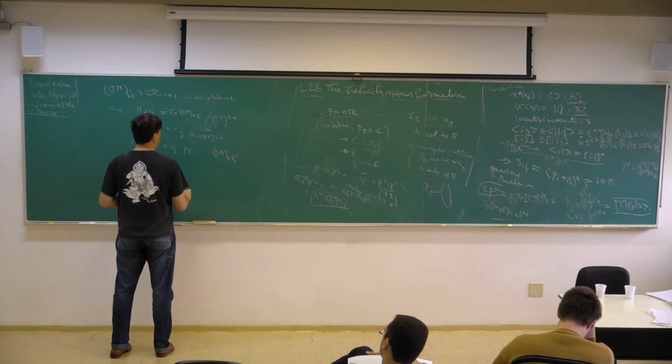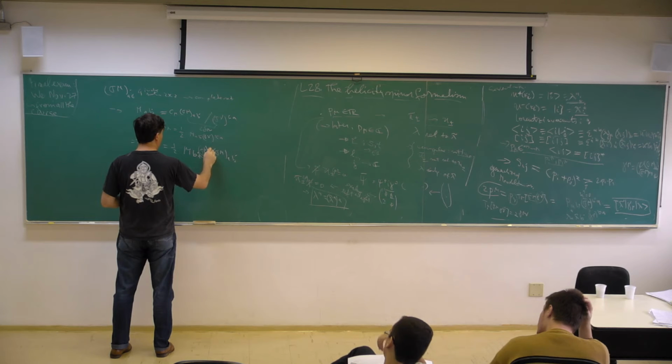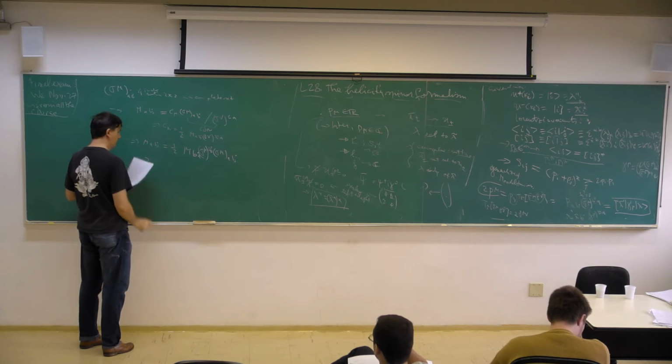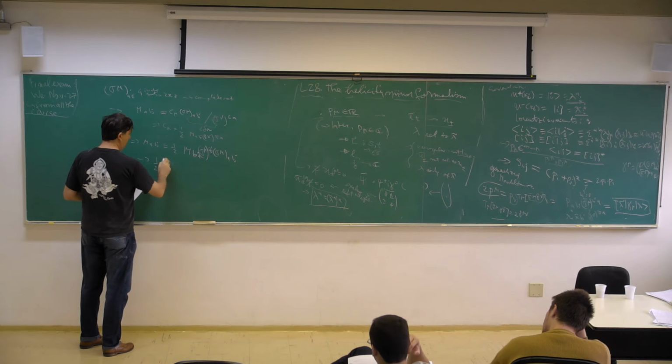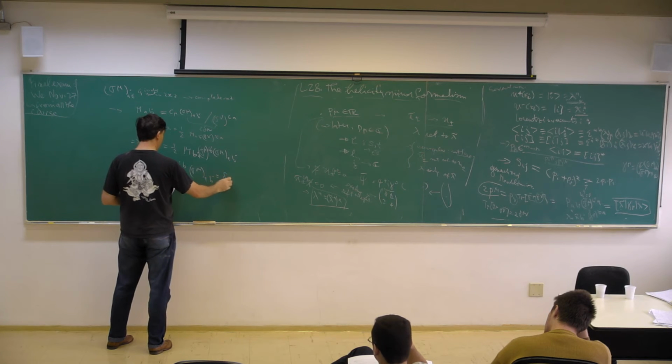MB dot. And here BA dot. Sigma mu. A dot B. Okay, so that means that we have the completeness relation: the sum over mu of 1/2 sigma mu A dot B sigma mu AB dot is equal to delta AB delta A dot B dot.